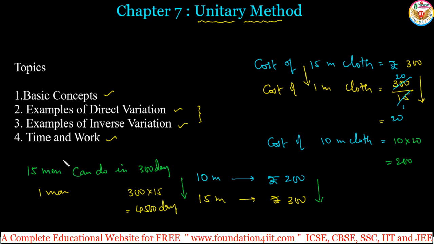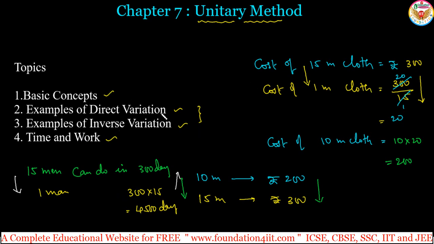So when 15 members do some work in 300 days, if one member does the same work, he will take 300 into 15, 4500 days, right? In the same way, when one quantity is decreased, the other quantity is increased. 15 to 1, now 300 to 4500. So an increase in one quantity causes a decrease in the other, and a decrease in one quantity causes an increase in the other. This type comes under inverse variation.